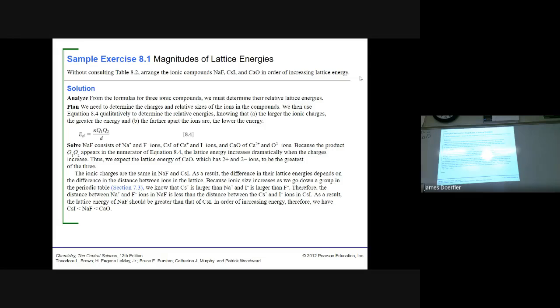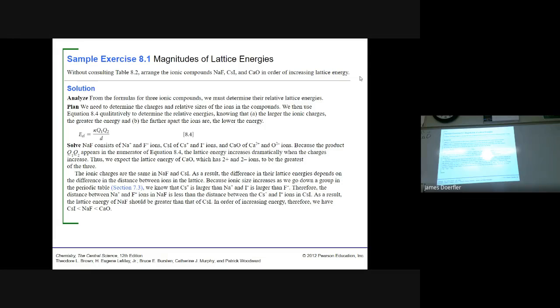So if you were to look up here, and again, ignoring the signs, the plus and minuses, who would you say has the biggest overall charge? Who's got the bigger numbers? Yes, calcium and oxygen. Because if you think about it, the formula, Q1 times Q2, if we ignore the signs, we're going to have a much bigger product at the end. So calcium oxide is going to be the largest of the 3.